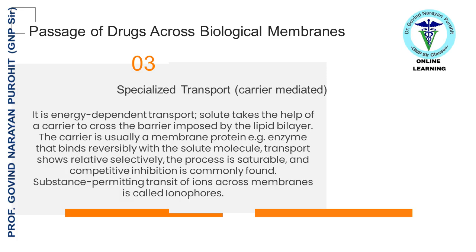Specialized transport is energy dependent transport. Solute takes the help of a carrier to cross the barrier imposed by the lipid bilayer. The carrier is usually a membrane protein, e.g. enzyme that binds reversibly with the solute molecule. Transport shows relative selectivity. The process is saturable, and competitive inhibition is commonly found. Substances permitting transit of ions across membranes are called ionophores.